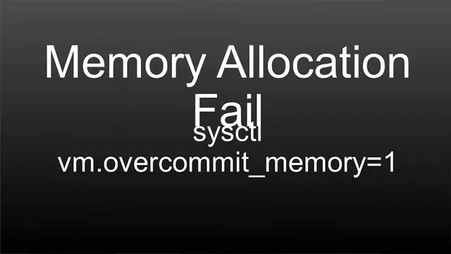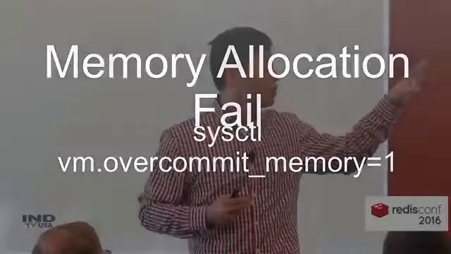And fork sometimes fails because of insufficient memory. So you can set VM overcommit memory using the sysctl command. At that time, the OS permits fork, using much memory.